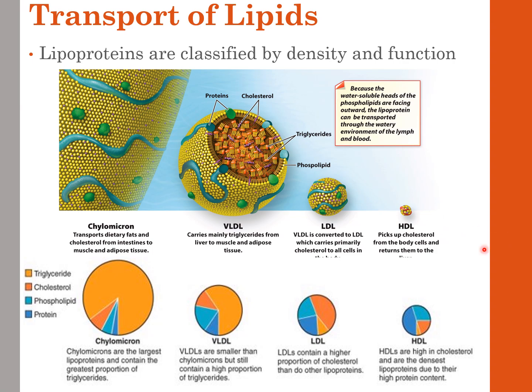All right, and then we have the HDL. That is highest in protein because its job really is to take anything that's left over and circulate it back to the liver. It's safer in the liver than it is out floating throughout your bloodstream. So that's why this is kind of the cleanup crew. It's helping to get those back out of the bloodstream and into the liver.